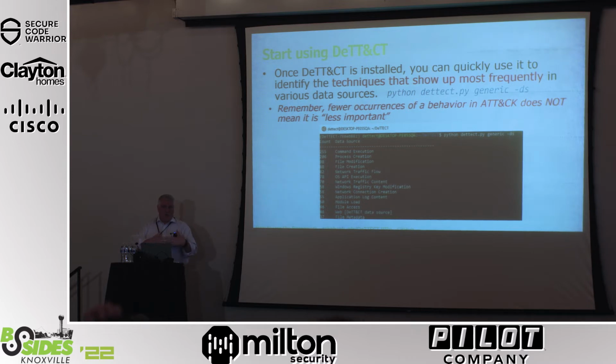So one thing that you don't want to do is make the mistake of believing that anything that's low on this list, or that has fewer instances on the list, is not important, right? That's not the case. Just because something only has a few instances may only mean that there's only a few ways to do something, but it could be something that's very bad. So don't view this as a ranking. It's just giving you an idea of how many times this data source shows up in the attack framework.